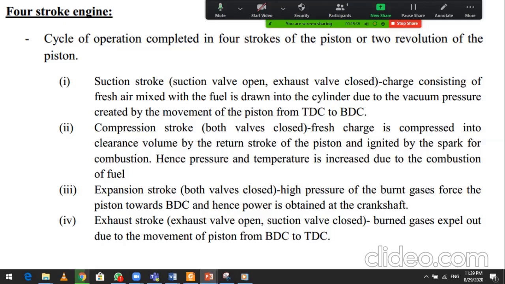The third one is the expansion stroke. Both valves are closed. High pressure of burnt gases forces the piston towards BDC, and hence power is obtained at the crankshaft. And we have the exhaust stroke. Exhaust stroke means the exhaust valve is open and the suction valve is closed, and burnt gases are expelled due to the movement of the piston from BDC to TDC.